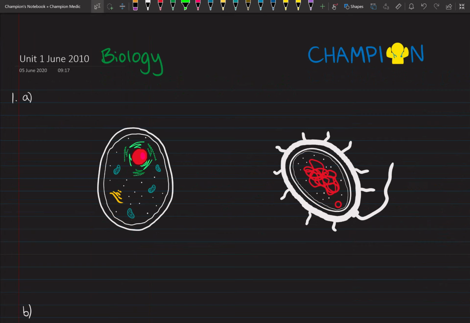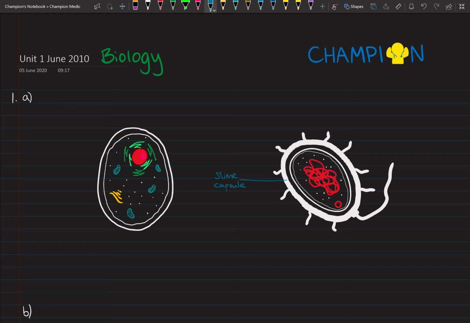So, question 1A, simple knowledge recall from GCSE, where we asked what are the three structures found in prokaryotic cells, but not in eukaryotes. So, one of the most obvious ones is a slime capsule, which is the outer, like the first outer layer of a prokaryotic cell.